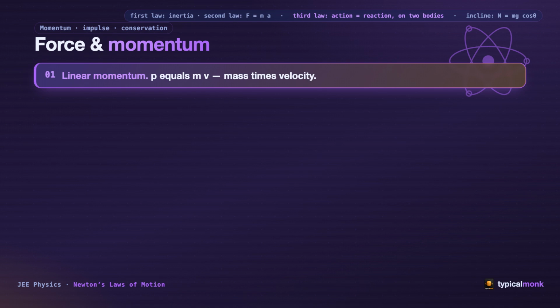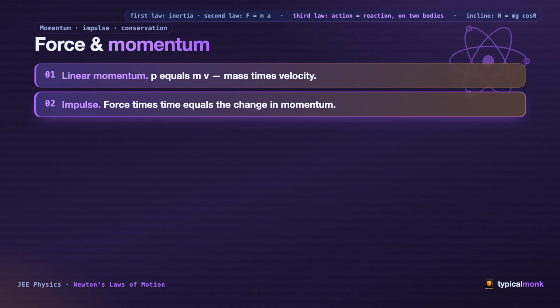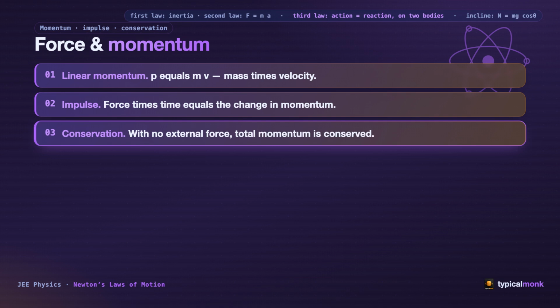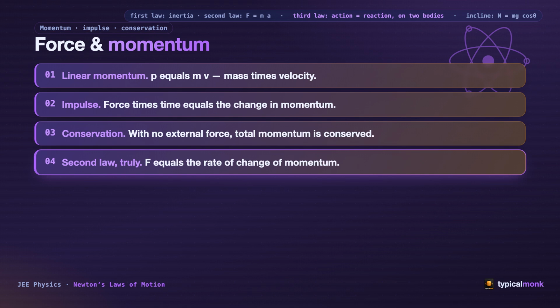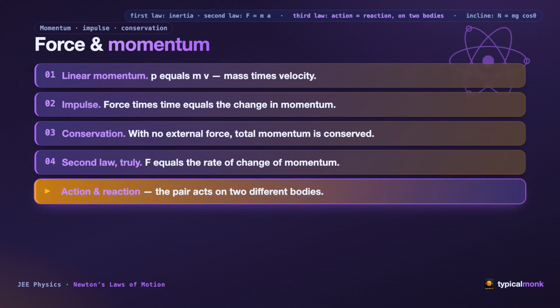Now force and momentum. Linear momentum, p equals mv, mass times velocity. Impulse, force times time equals the change in momentum. Conservation, with no external force, the total momentum is conserved. The second law, truly, F equals the rate of change of momentum. Action and reaction. The pair acts on two different bodies.